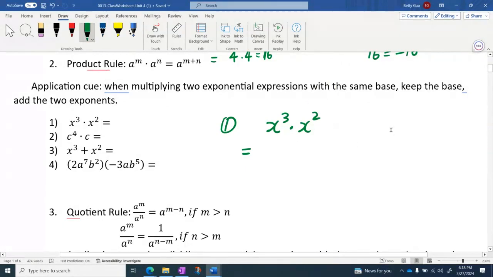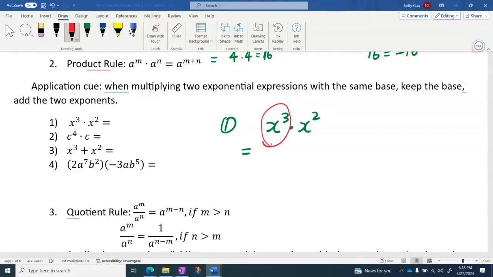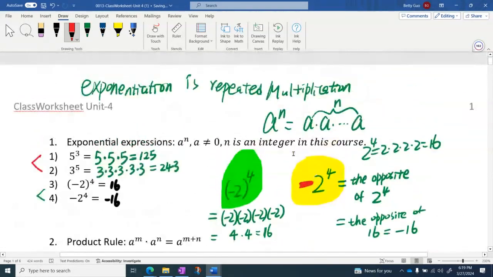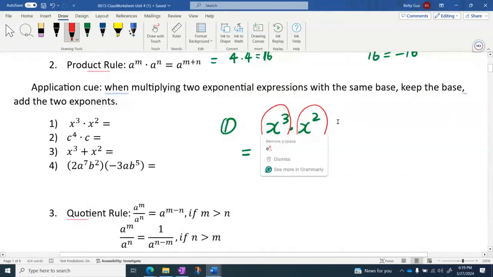The structure of this expression is a multiplication, okay? This part times this part. We are looking at a product of two parts. The first part, in the red bubble, is an exponential expression, because we just went over the definition of exponential expression, right? In the first red bubble, we have an exponential expression with the base x, exponent 3. In the second bubble, we have another exponential expression with the base x, exponent 2.